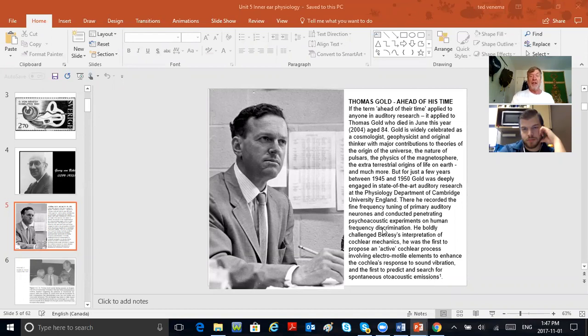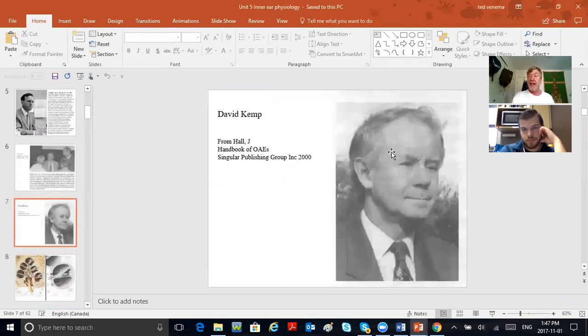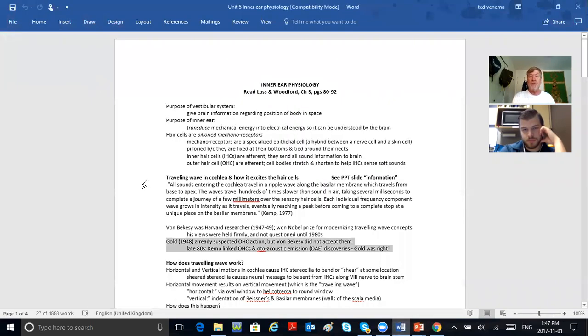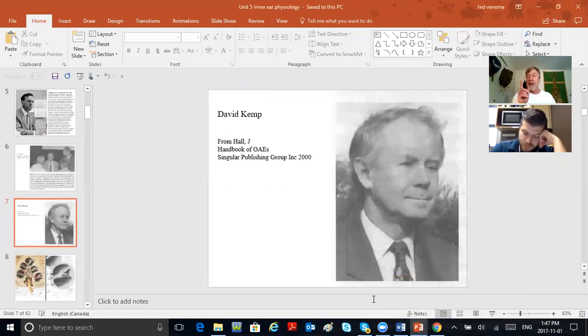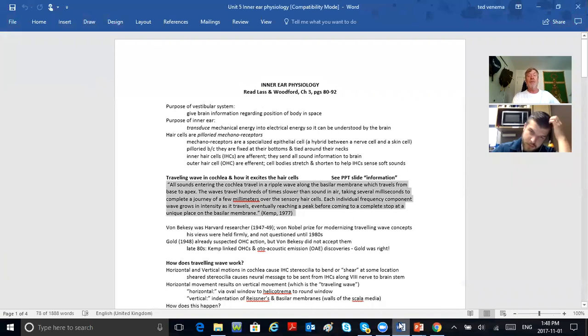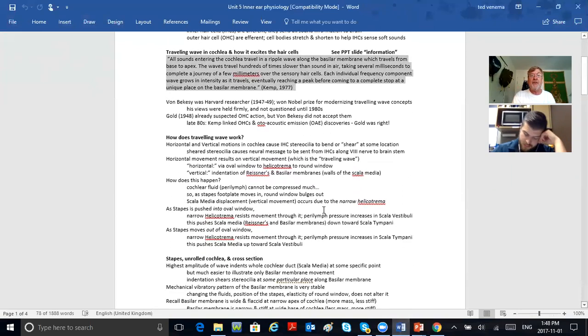So later on, we find out, here's a picture of Gold again as an old man. He was found to be right by this guy. Kemp is the one who wrote this paragraph. And Kemp is the one who discovered that outer hair cells are doing something in the cochlea. Very important. So let's look at how the traveling wave works and make sure we have this picture down right here.